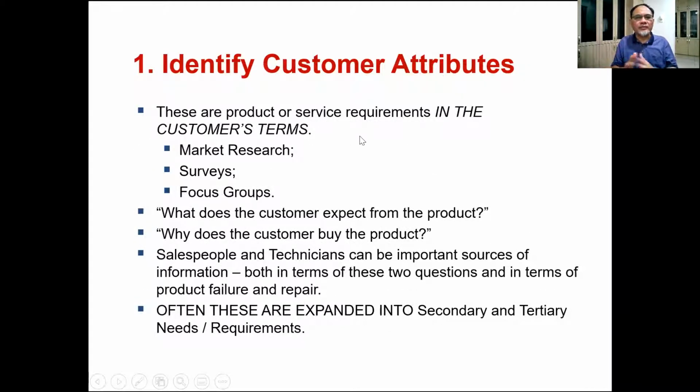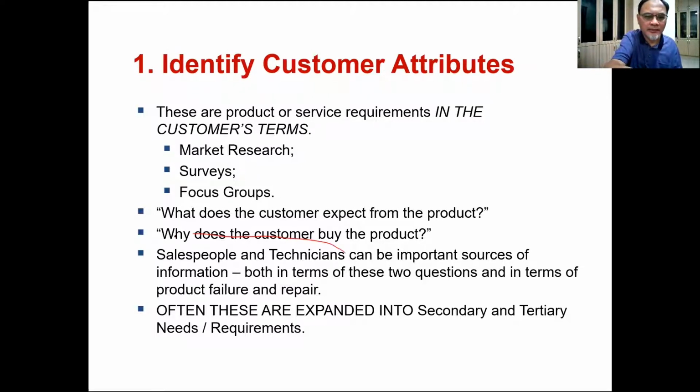Okay, the first step is to identify customer attributes. I did mention that you can identify the voice of the customer through market research, surveys, and focus groups. You fundamentally want to find out what the customer expects from the product, and why customers buy a particular brand of handphones, iPhones, Samsung, and so on.